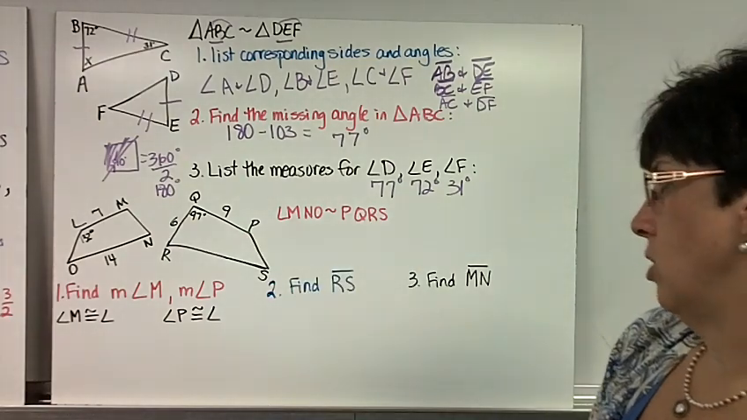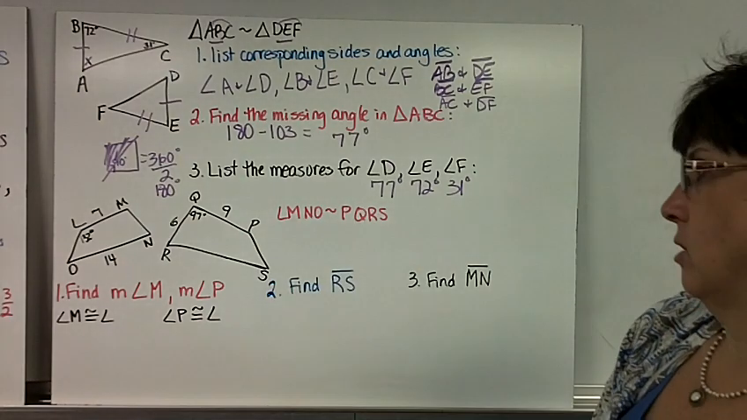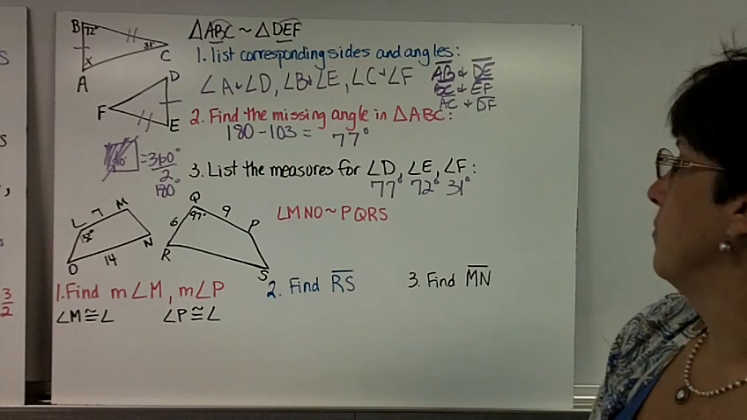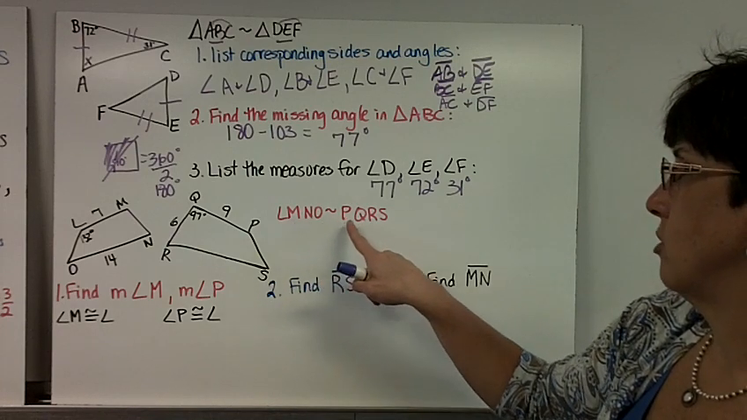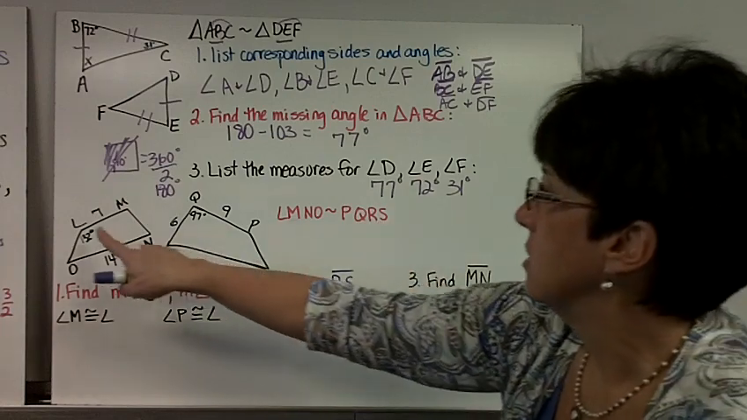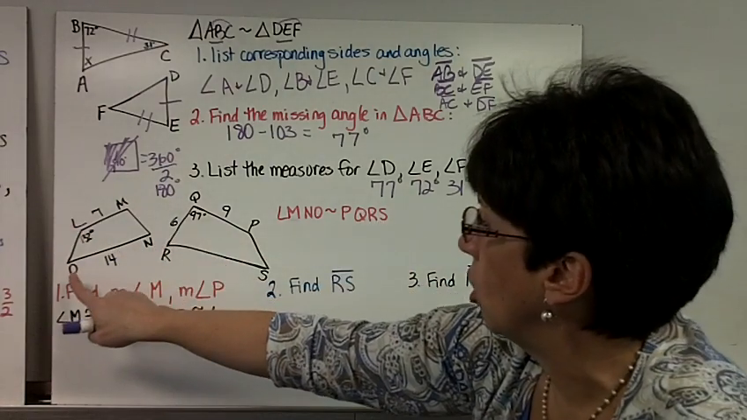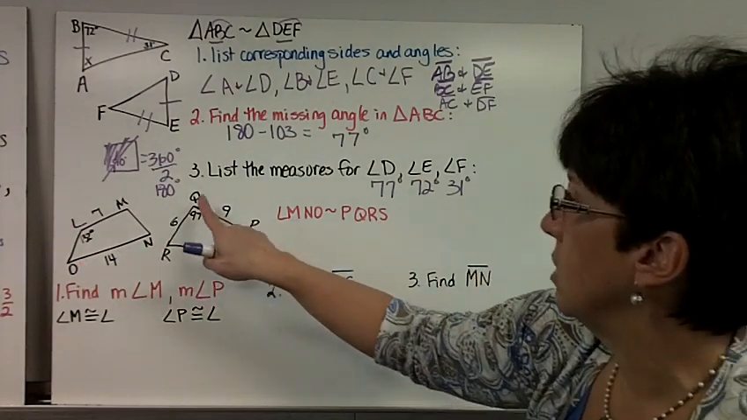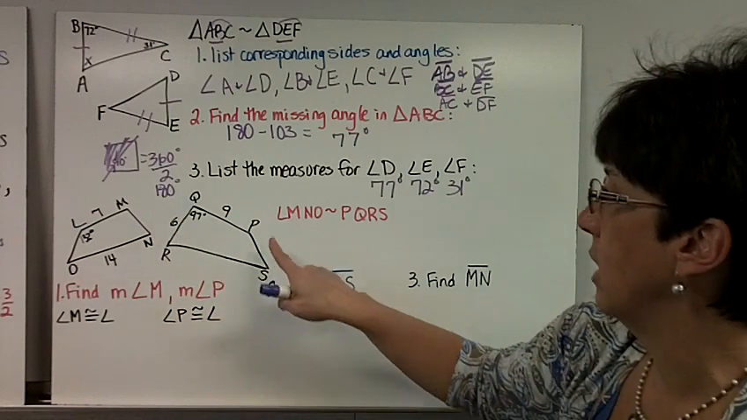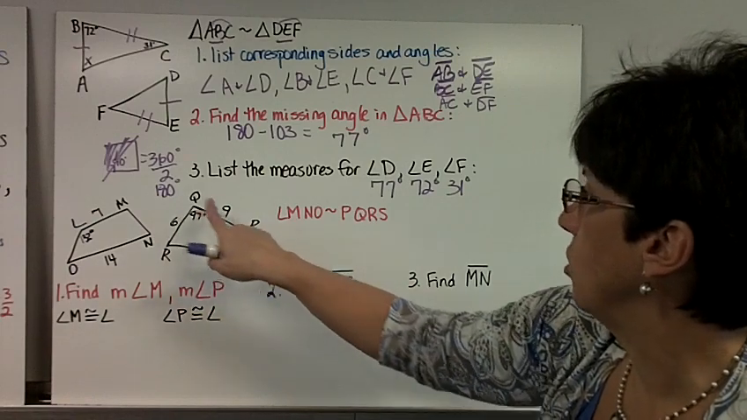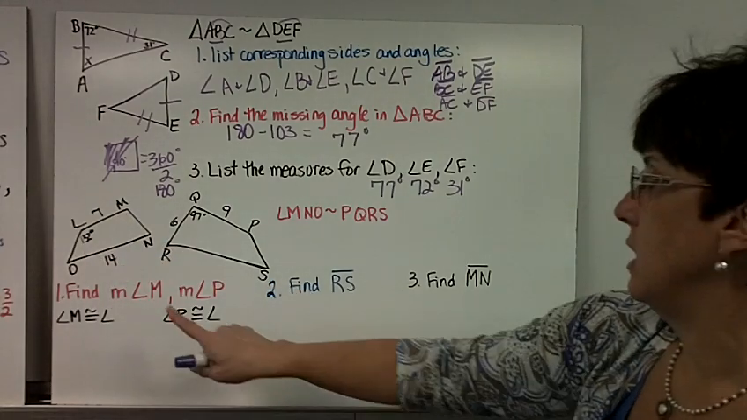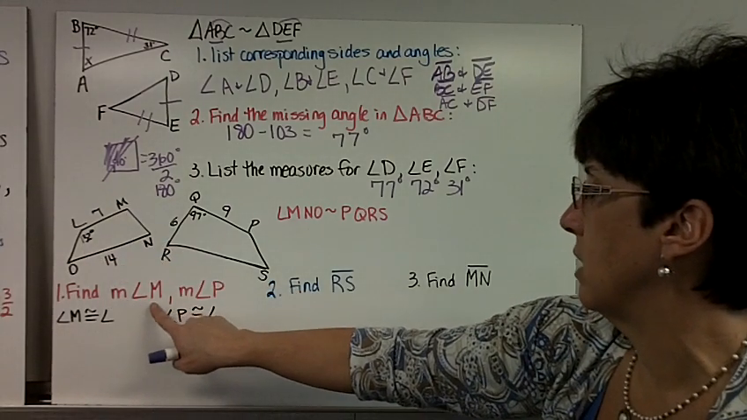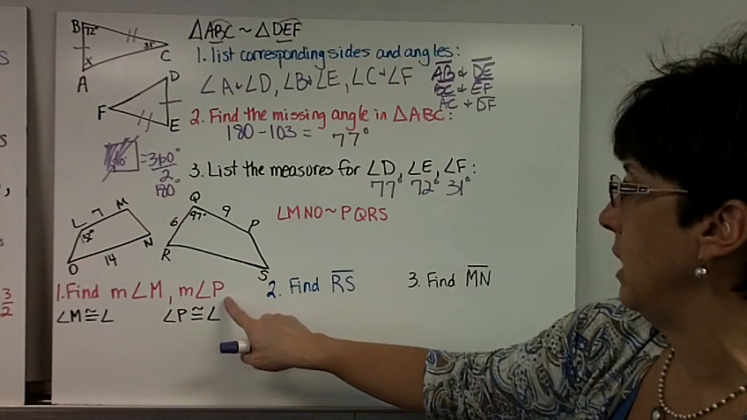Here are 2 parallelograms, although they don't look like parallelograms. They're supposed to be parallelograms. And I am saying that LMNO is similar to PQRS. So LMNO is similar to PQRS. Okay? So that means PQ is the same as LM. All right. Find the measure of angle M and the measure of angle P.